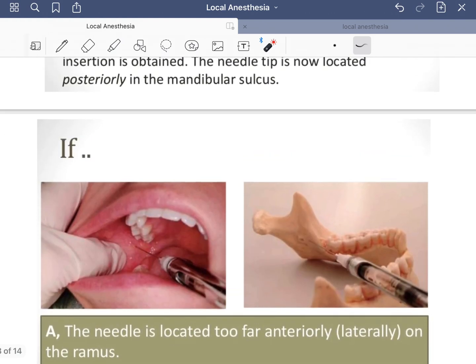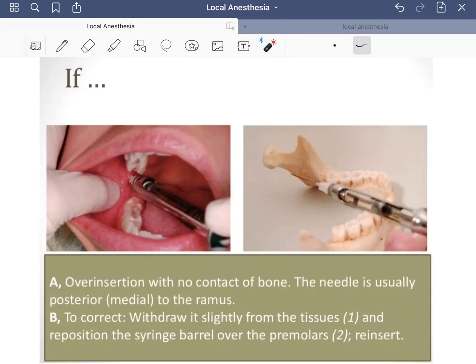As shown here, if the needle is too far anteriorly, this will lead to premature contact. And you can notice this when you see 2/3 of the needle is visible. This means wrong technique. Over insertion can be noticed with nothing visible. You can see nothing here. The whole needle is inserted inside the tissue. This is also a wrong technique. You have to withdraw the needle and reinsert into a more appropriate position.